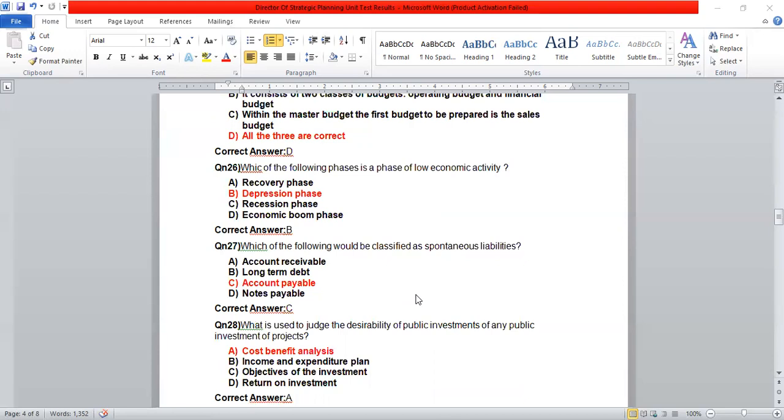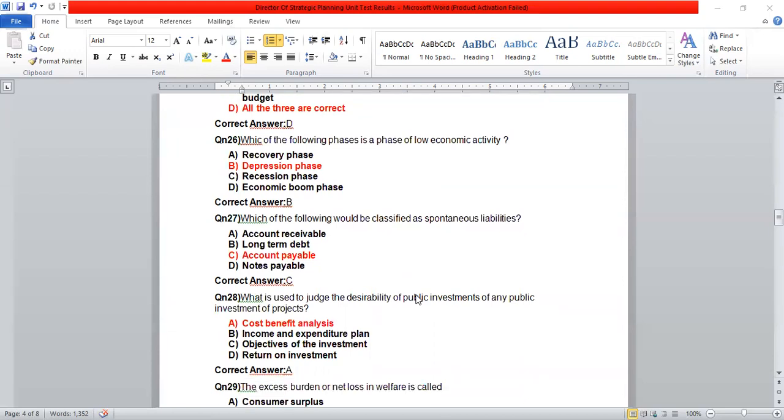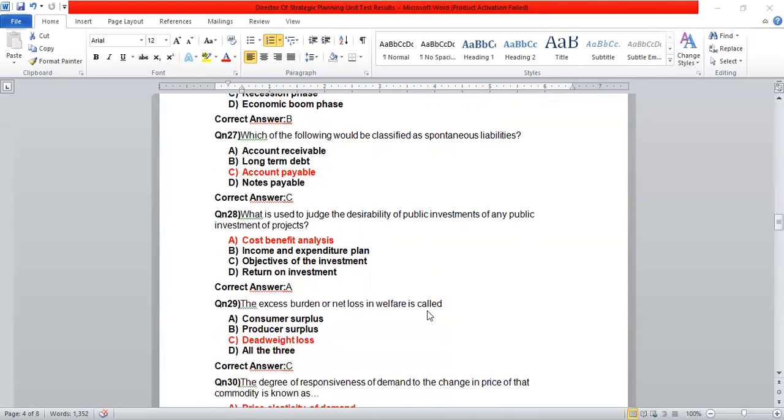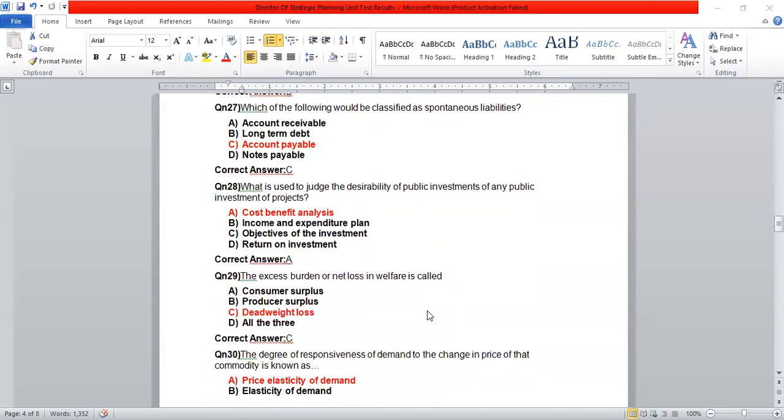What is used to judge the desirability of any public investment project? It is cost-benefit analysis. You have to analyze the costs versus the benefits that the project really brings, and then you have to take the decision. Question 29. The accepted burden or net loss in welfare is called a deadweight loss.